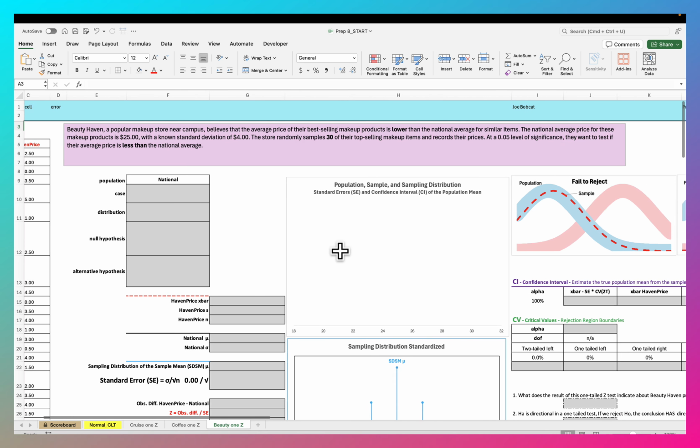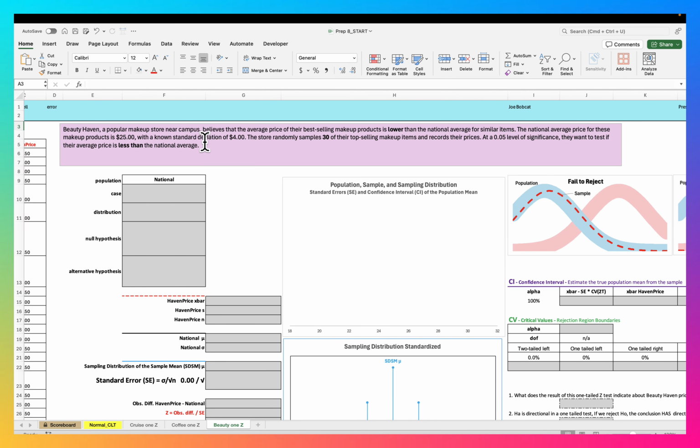So in this problem, Beauty Haven, a popular makeup store near campus, believes that the average price of their best-selling makeup products is lower than the national average for similar items. That's an important word, which is why we bold-faced it. So lower, if we say higher or lower, or over here, less than, that means we've got a directional test. So we'll see that in a second.